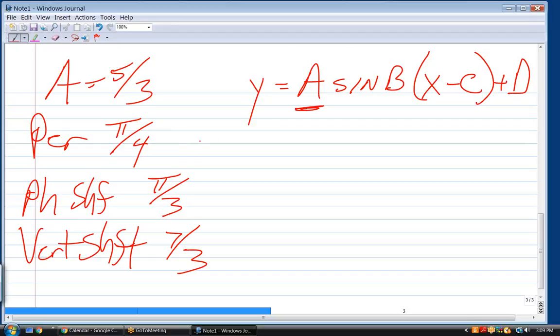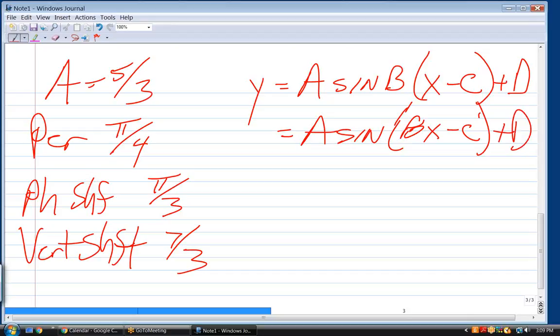The period is related to B. First of all, let me ask you, is this the general formula you've been taught? Because there are a couple. Sometimes I run into systems that teach it like this, where they put the B inside of the parentheses. And there's even a third way. I live in Colorado, and there are 3 different school districts, and one of them uses this one.